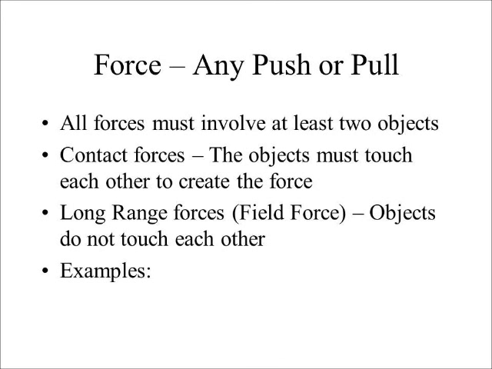Long range or field forces involve forces that exist without the objects touching. Examples of this would be gravity being the attractive force between any two masses. We typically think of gravity having to do with the Earth pulling on objects or other large bodies such as the moon or the sun or the planet pulling on objects. And that's because gravity is determined by the mass of the objects. But the truth is that all masses pull on other masses with some sort of gravitational force. Typically, we don't notice it because the masses are fairly small.